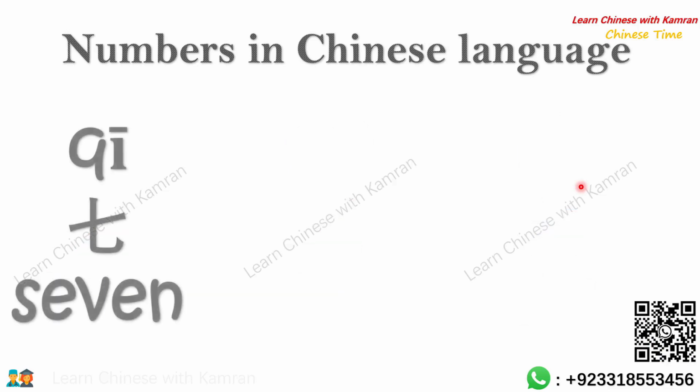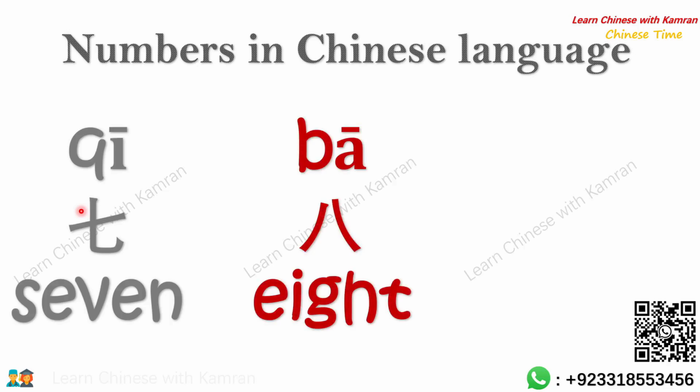As we go ahead, it is 7. 7 is qi. I think it's again very easy. 1 is yi. 7 is qi. So very similar, very easy. And 8 is ba. It's again very easy. I think this is the easiest after yi, this is the easiest word in Chinese.